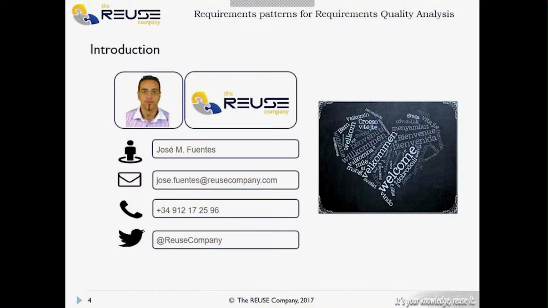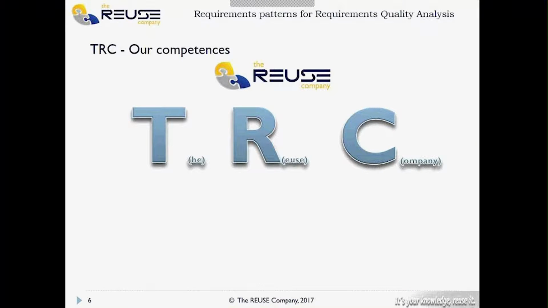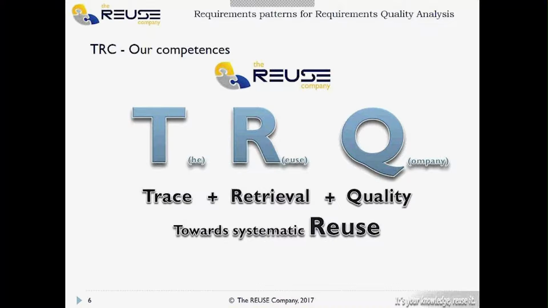So, first, introduction. You know myself, José Fuentes, Chief Operating Officer of the Reuse company. In our company, we are pretty much focused on traceability, reuse, and quality for systems and software projects. Our main customers come from the safety critical industries, let's say aerospace and defense, automotive, energy, railway. These are our main customers. And as I said, these are our three main topics for the Reuse company: traceability, retrieval and reuse, and quality.